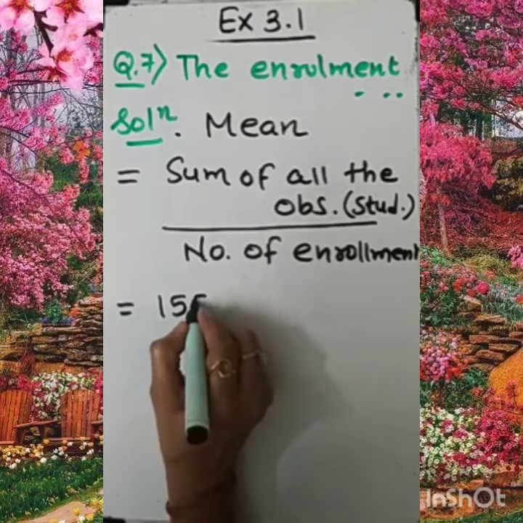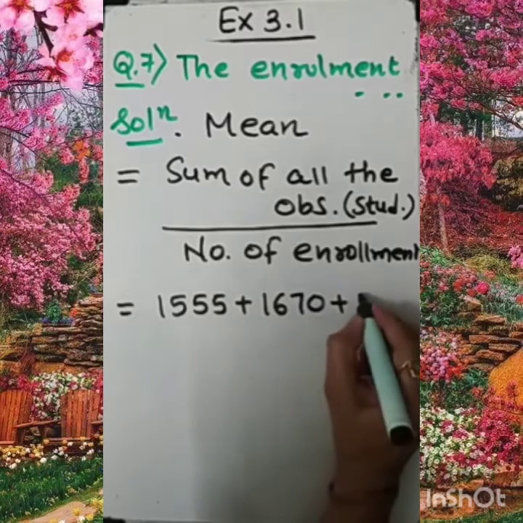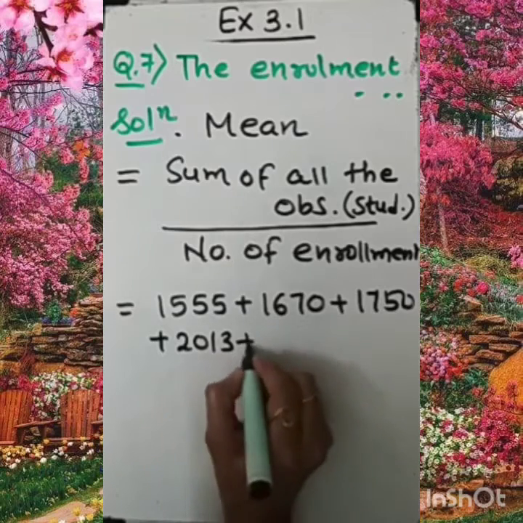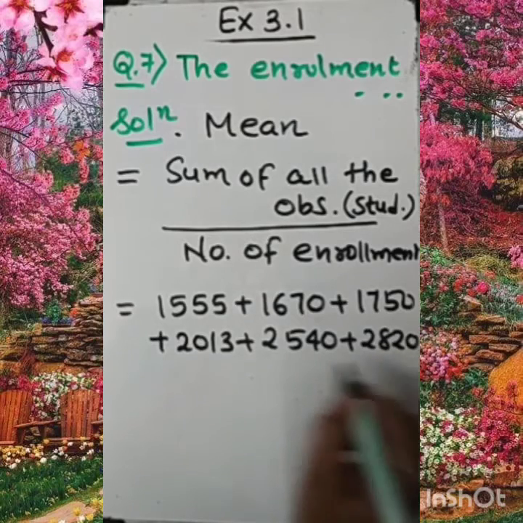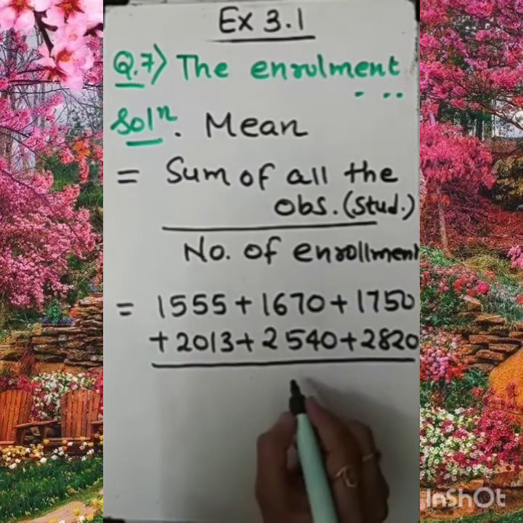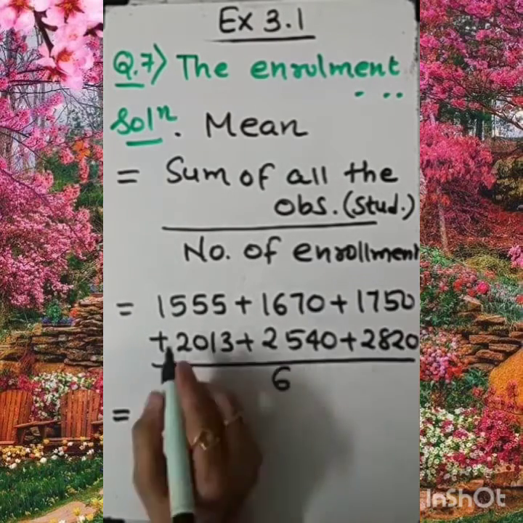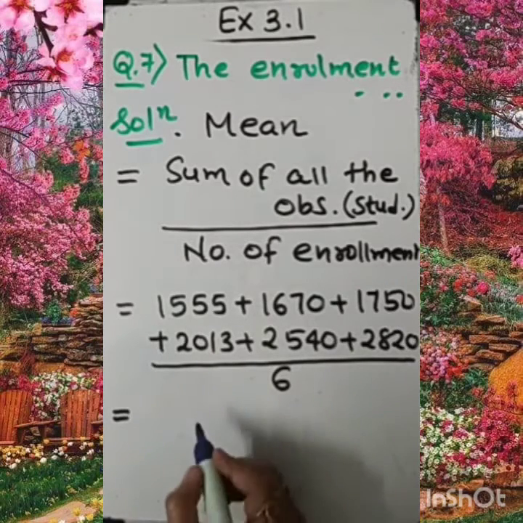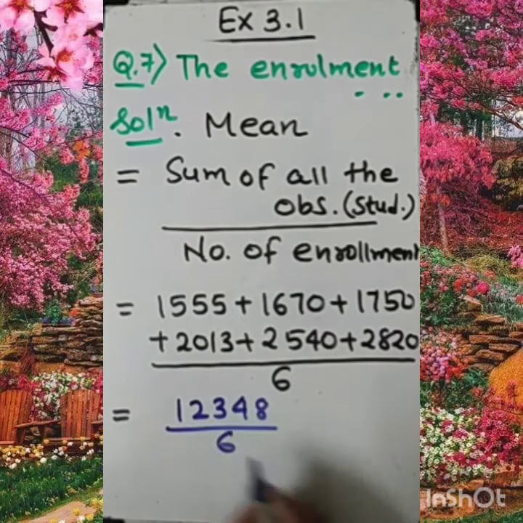We are given 1,555 plus 1,670, 1,750, 2,013 plus 2,540 plus 2,820. Yes, student, in the question there are a total of 6 consecutive years. So let's add all of these. The sum of all of these comes to 12,348. Now we are going to divide it by 6.